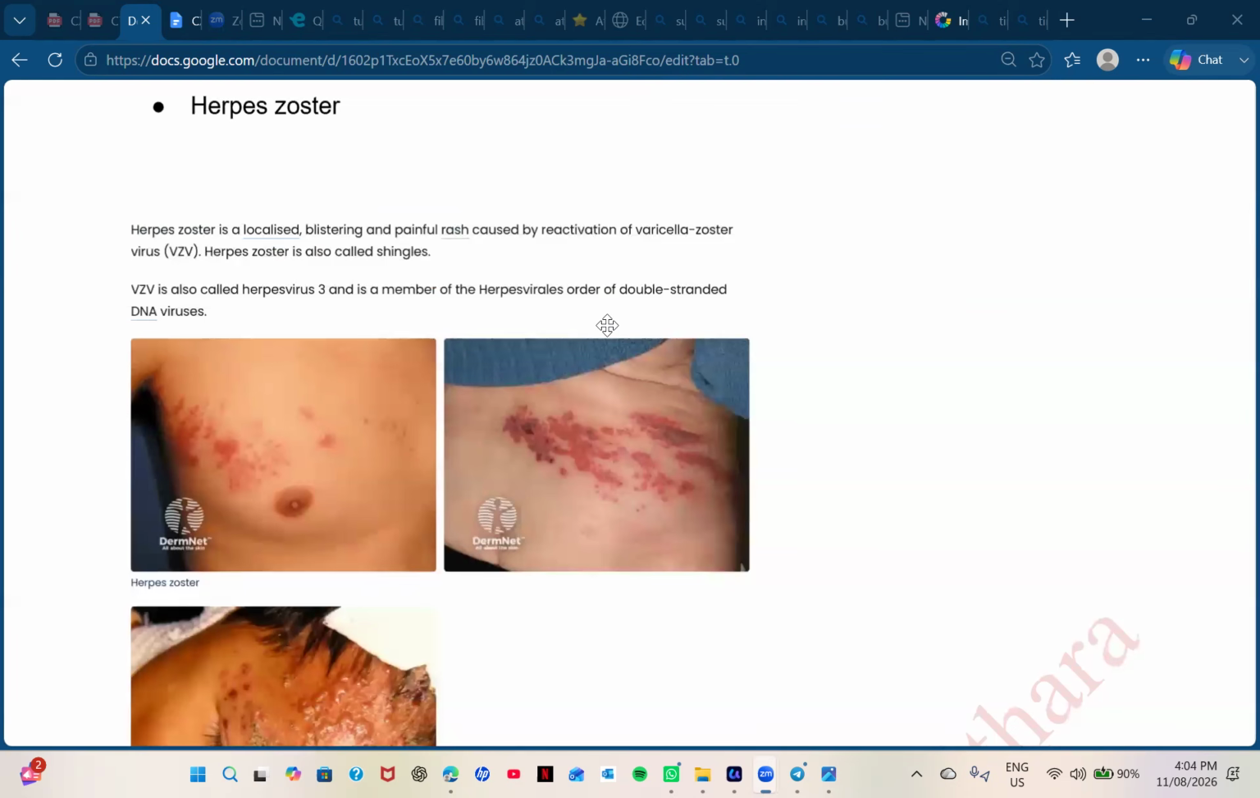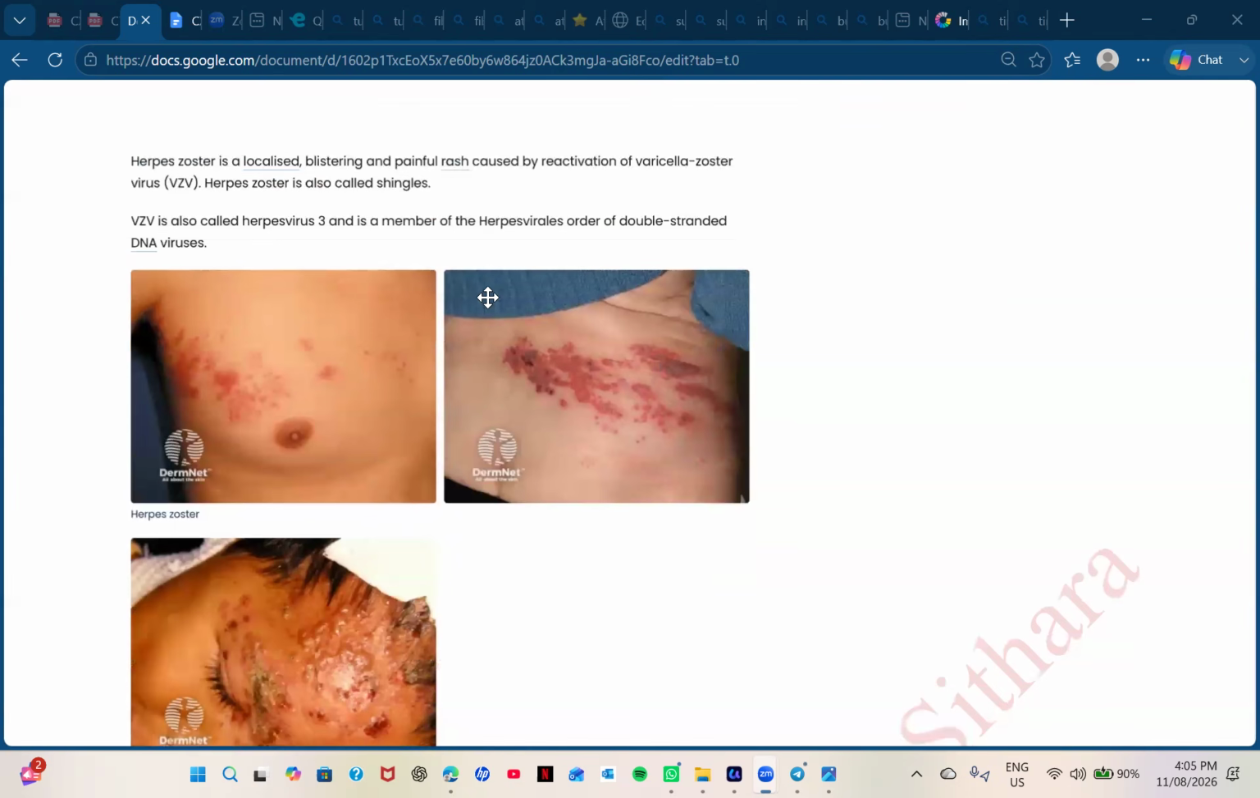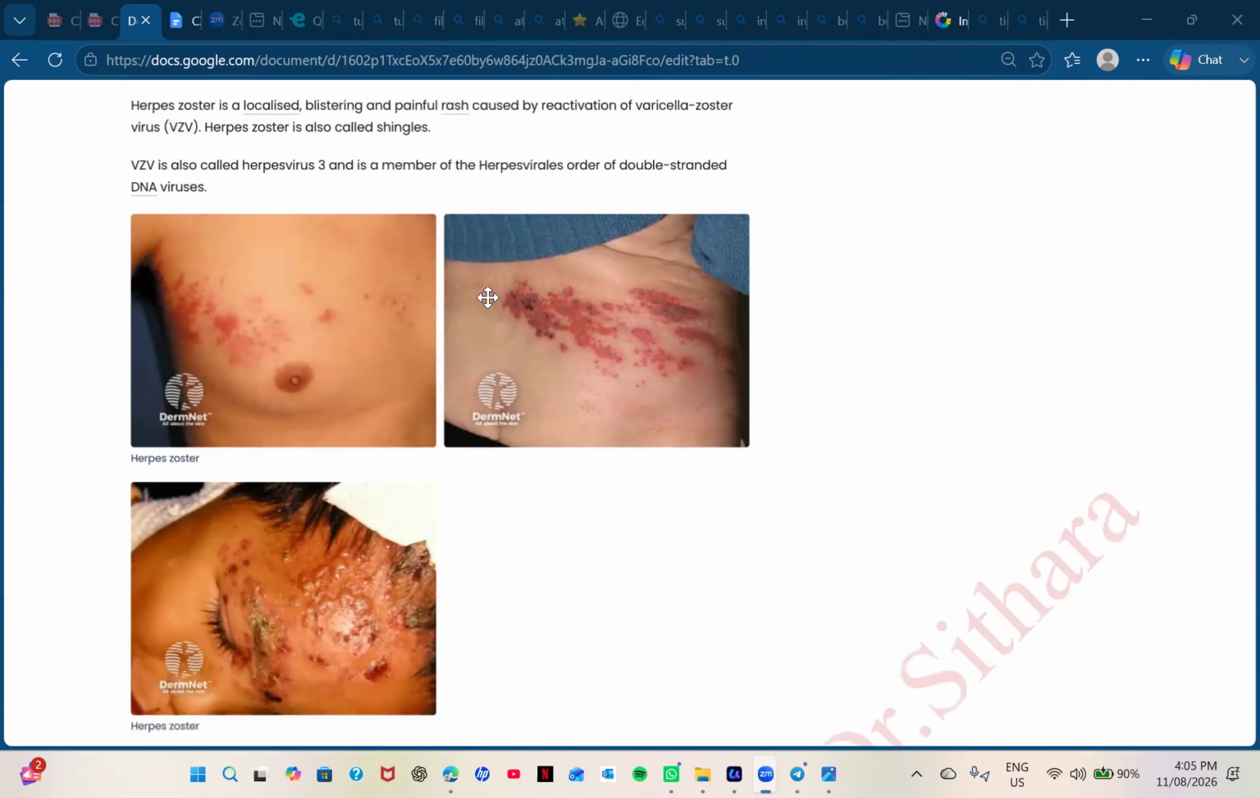If it is associated with the ophthalmic division, the V1, we call it herpes zoster ophthalmicus, right, doctors? Yes, that's what I was asking.